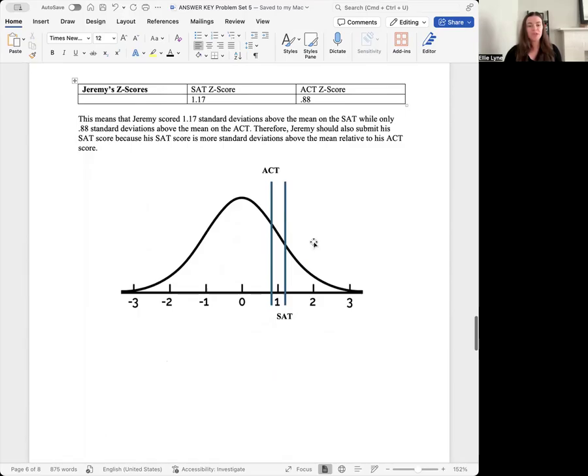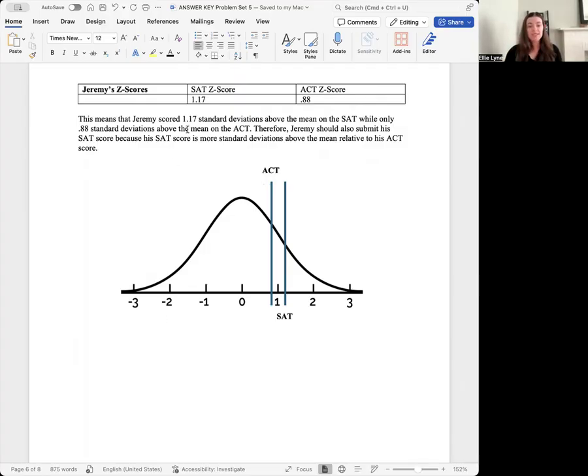For Jeremy, he scored a little bit higher than Aaron on both the SAT and ACT, but he needs to make a decision as well. So I've gone ahead and transferred both his z-scores down here so we can visualize this a little bit easier. So we have his ACT score here with this first blue line and his SAT score here with the second blue line. His SAT z-score was 1.17 and his ACT z-score was 0.88. Again, a higher z-score in this case is better because that means you're further away from average. So you've scored higher than the average test taker, which in this case is a good thing.